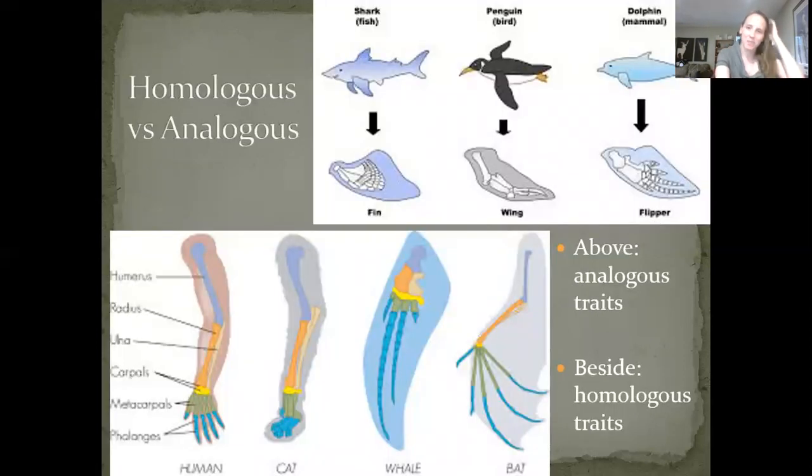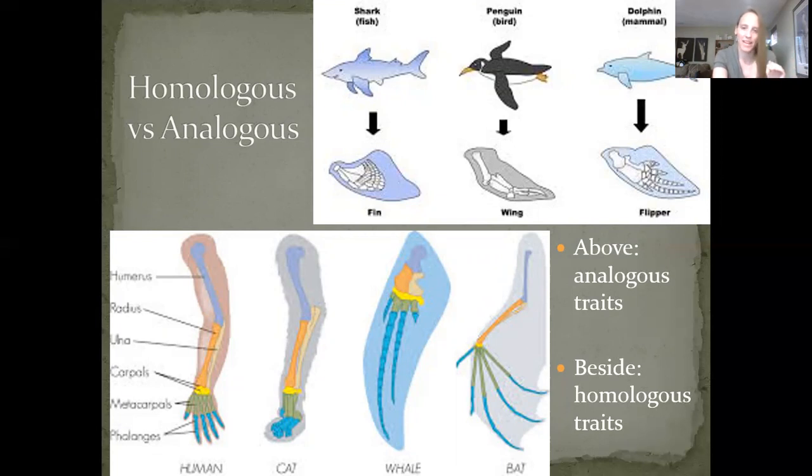So these are some examples. At the top here, this top example is some analogous traits. So for example, the fin of a fish and the fin of this penguin and the fin of this dolphin, they all look the same from the outside at least, and they're all doing the same thing. They're all propelling these organisms through the water. However, one is a fish, one is a bird, one is a mammal. They are not evolutionarily related. So the fins of these different species are analogous. They function the same way. From the outside, they look the same.